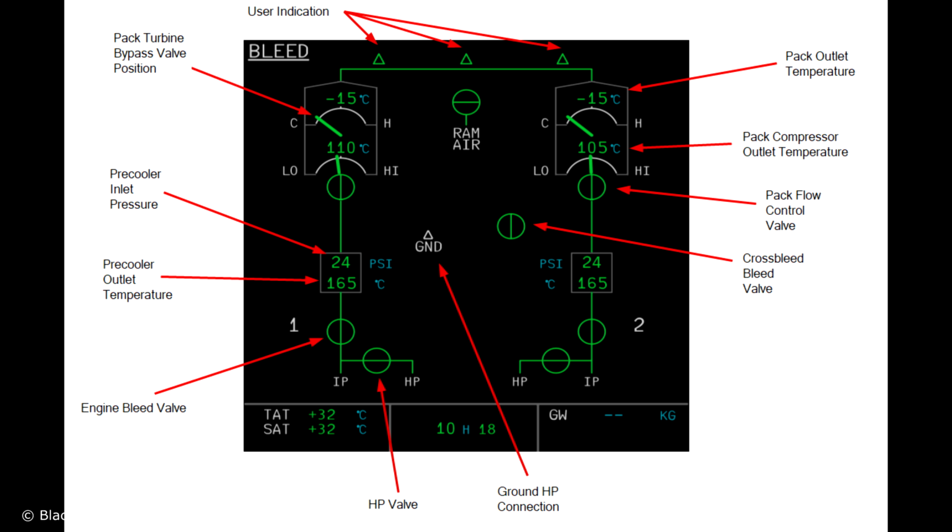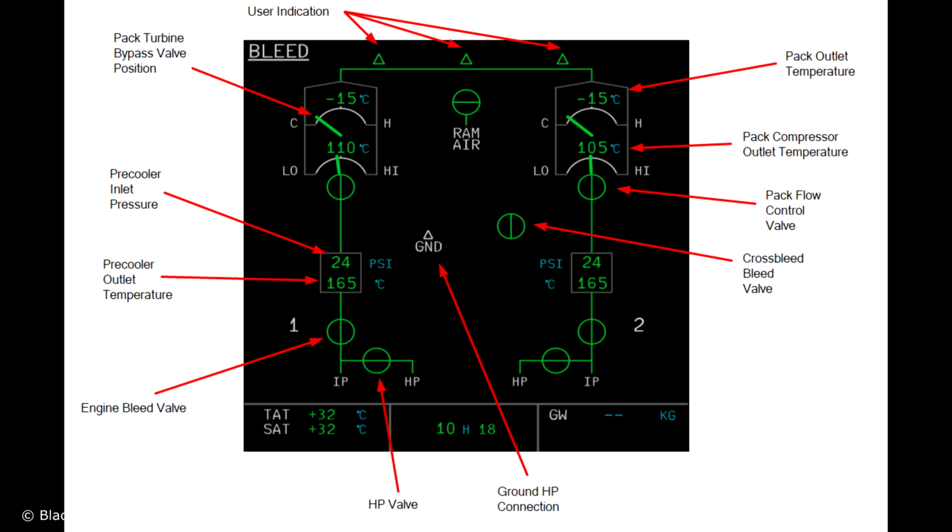Further upstream, next in line, is the so-called pack flow control valve, and that is indicated from a scale from low to high. And depending on the pack demand, this valve regulates the amount of bleed air going into the pack system. Just above that, you have the pack compressor outlet temperature. Now, I'm not going to go into how the pack itself works. I might do that at a later stage, but for now, just accept the fact that this temperature indication is the pack compressor outlet temperature.